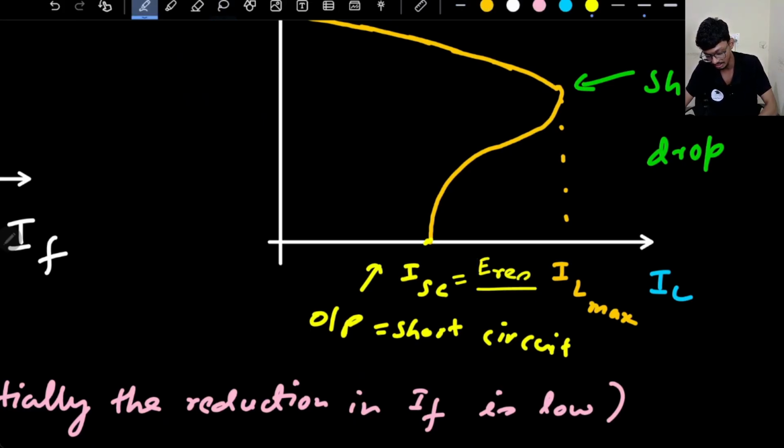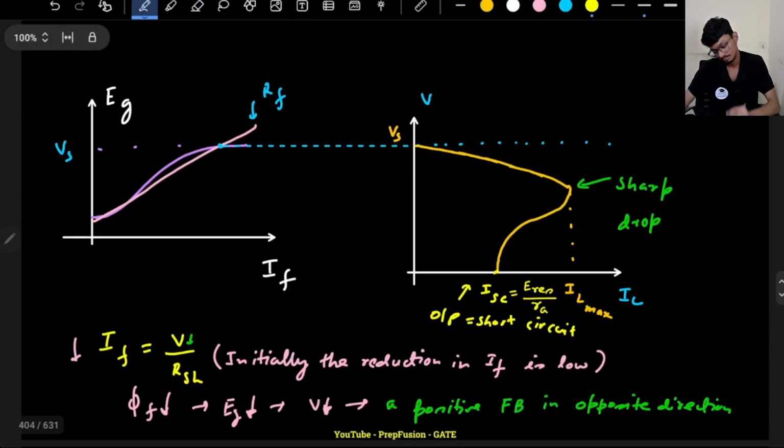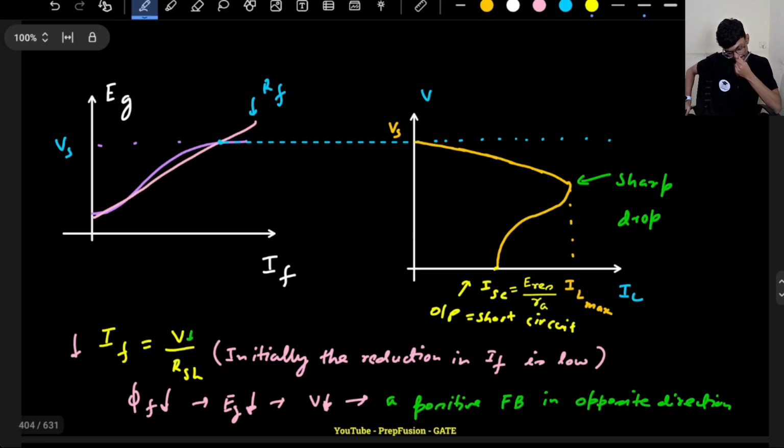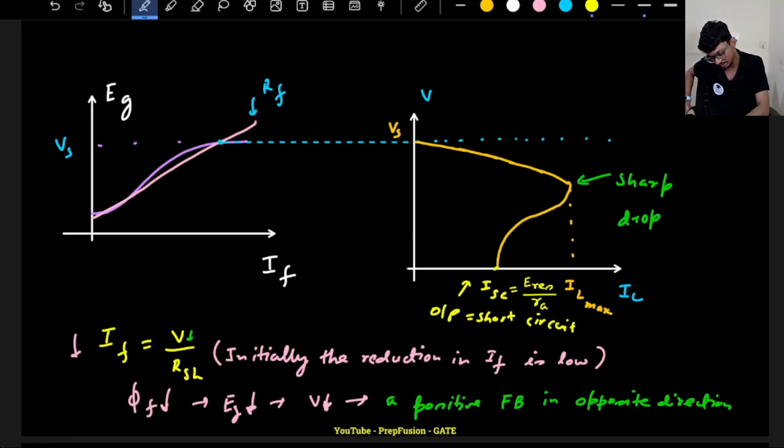Very important to understand the load characteristics. I hope you have understood this basic point. So this is the graph, basically the load characteristics. In response to this, what we can do is find E residual. At E residual, the terminal voltage will be 0. That's it, basically.